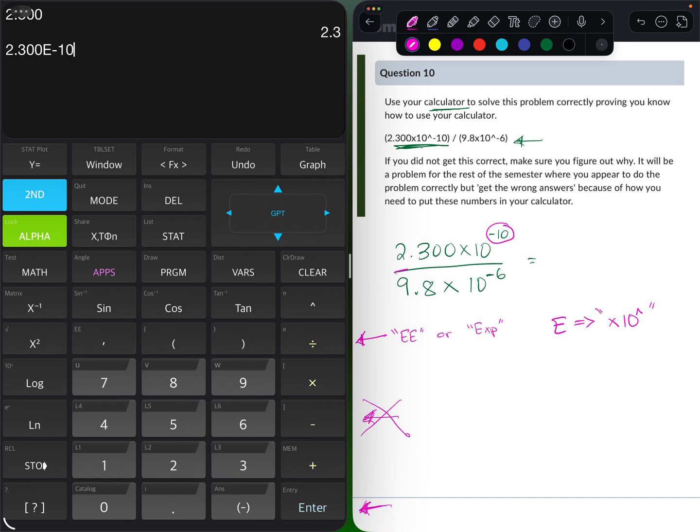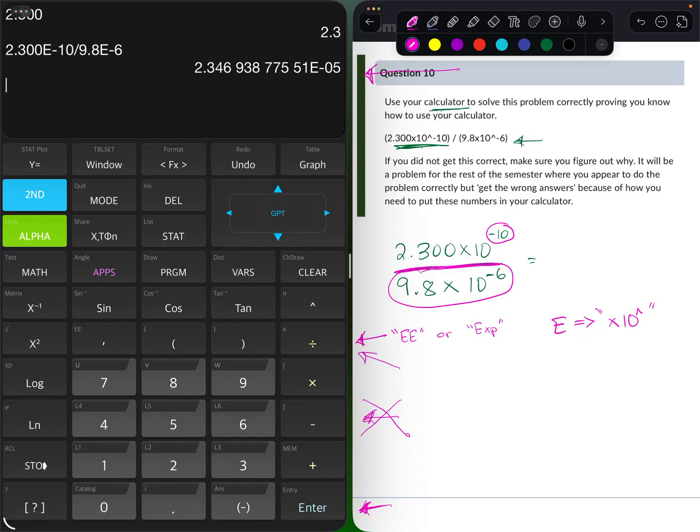All right, now I'm going to divide by. And so I will click the divided by button, which is right there. And then I'm going to type in the 9.8 times 10 to the minus 6. So I will type in 9.8 EE negative 6. Now, I didn't have to put those in parentheses if I use the EE or the EXP button. If I am actually typing out times 10 raised to some power, I should be using parentheses. So that's just extra buttons. So I like using the EE button. And when I hit the enter, then you'll see what my calculator lists as the answer there.